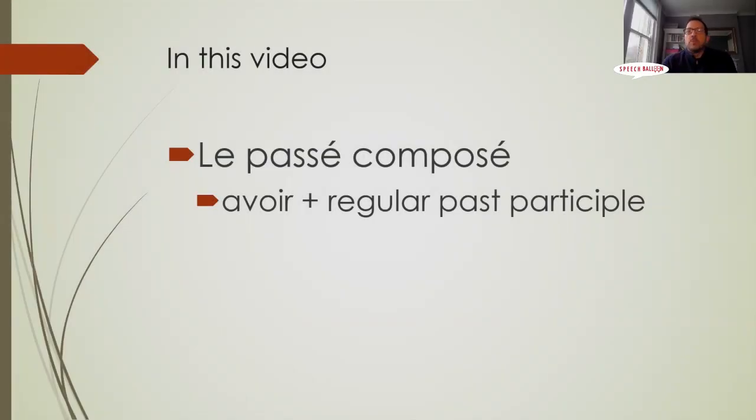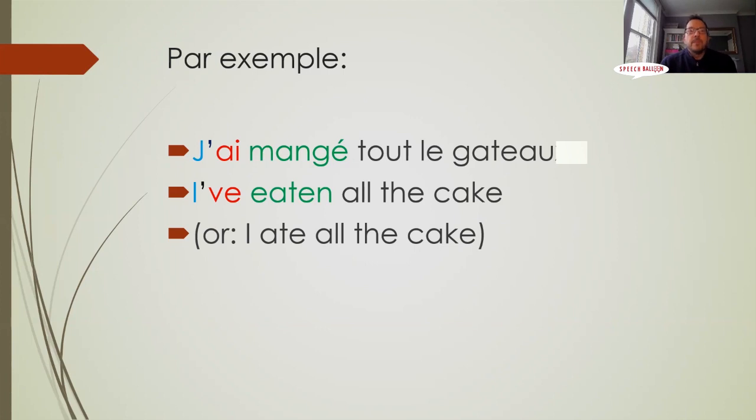Specifically in this video, we'll be looking at forms which use the present tense of avoir, to have, plus a regular past participle of the main verb. Check out my other videos on the passé composé for other cases. So for example, j'ai mangé tout le gâteau. I've eaten all the cake. This is purely theoretical. This can also mean I ate all the cake.